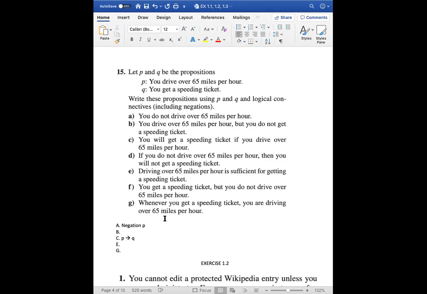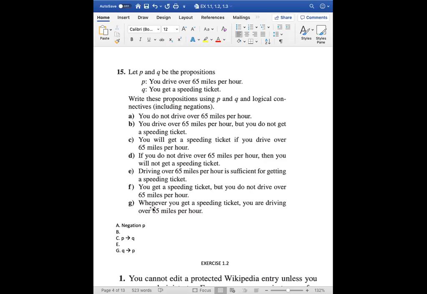So we will say whenever you get a speeding ticket, so we have this Q, we have this sign here for the conditional. You are driving over 65 miles per hour, represented by the variable Q, P. So whenever you get a speeding ticket, you are driving over 65 miles per hour.